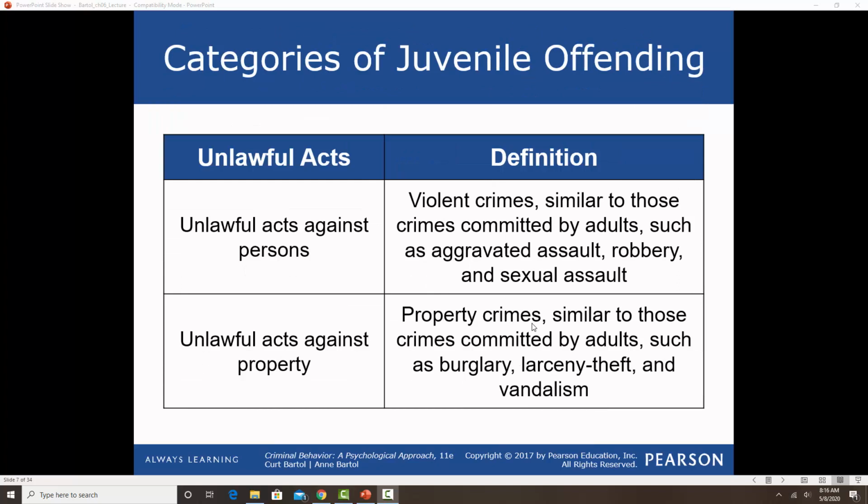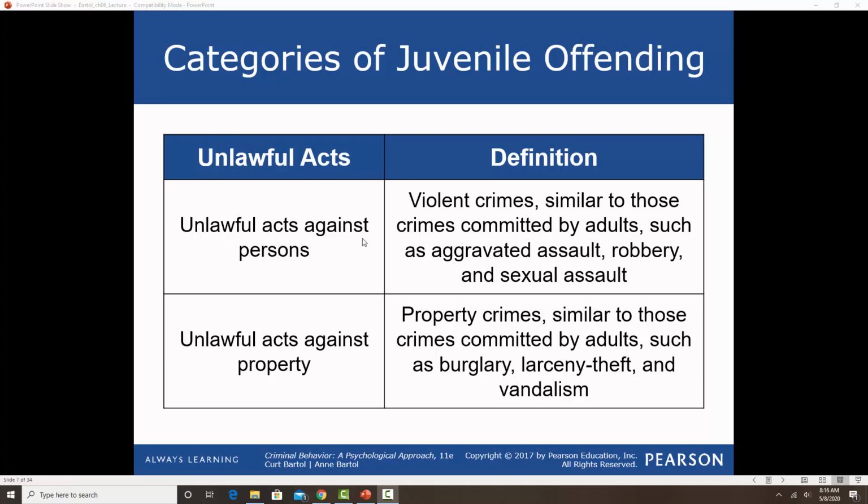So, categories of juvenile offending. These are the same as for adults, by the way. These are just violations of the criminal codes, but unlawful acts against persons would be violent crimes similar to those committed by adults, such as aggravated assault, robbery, sexual assault, homicide, and then, of course, property crimes. Again, same as those committed by adults: burglary, larceny, theft, vandalism, stealing cars. All of those would be examples of crimes against property.